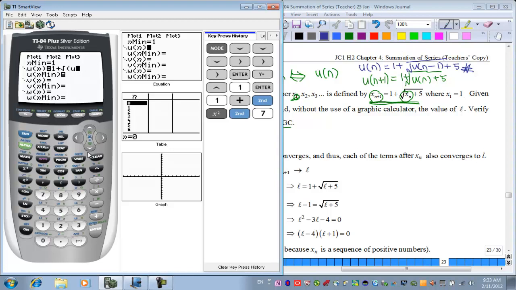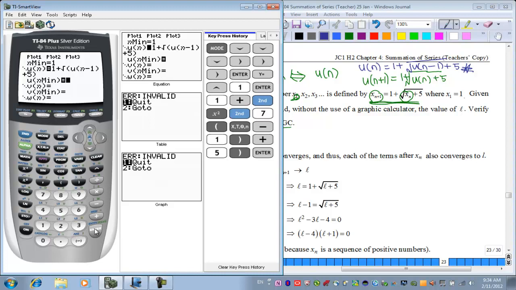And now I need to put bracket, so I use the normal bracket. Now for n, in sequence mode, the default variable is now n. So if you just press the variable button, it will automatically give you the n that you need. So I'm going to have n minus 1, close bracket, plus 5. Okay, and do a quick check on the brackets to see that everything is correct. And now we press enter.